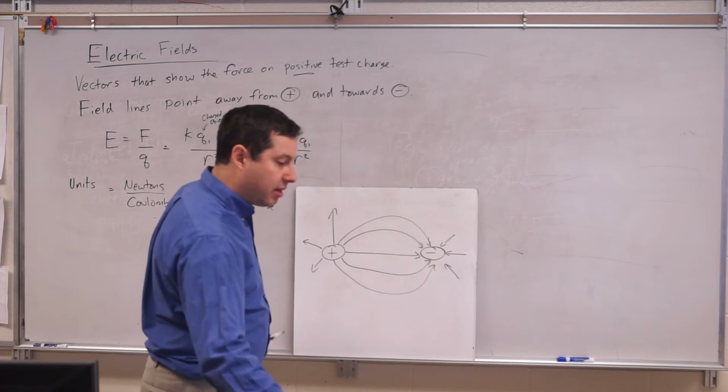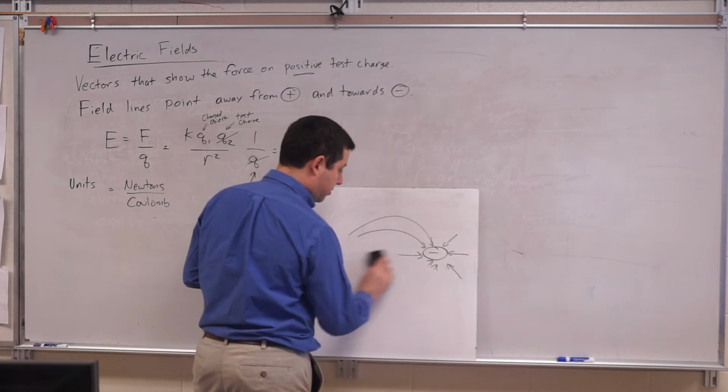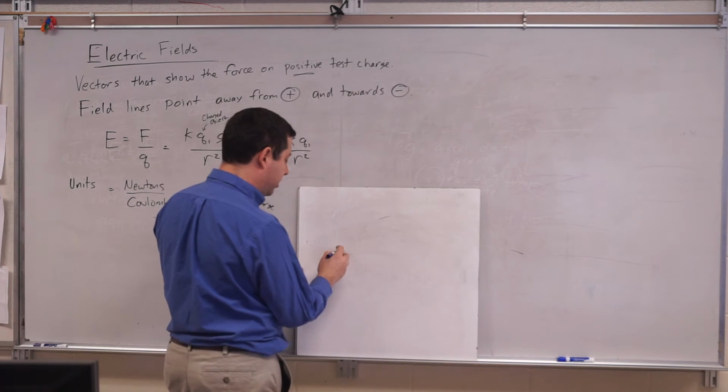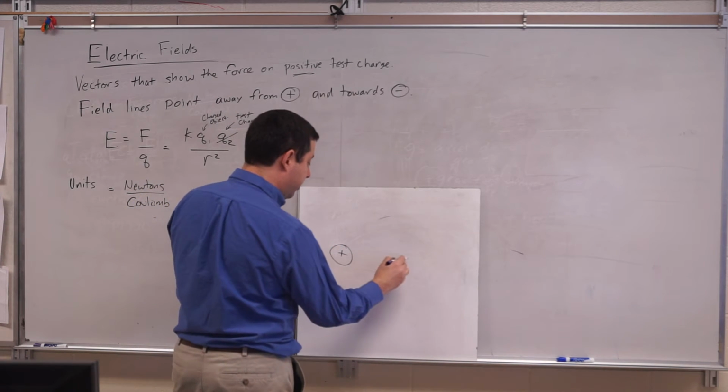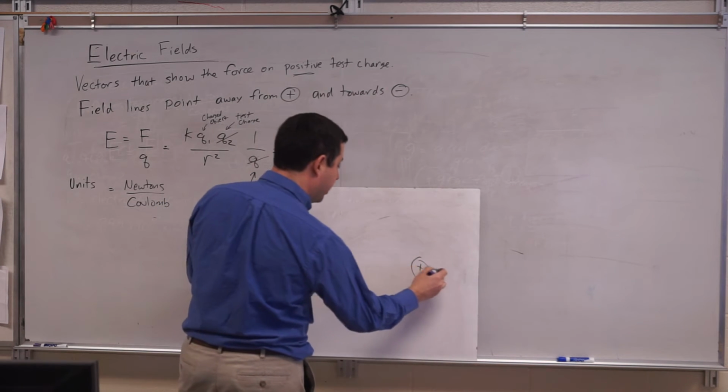What if you end up getting something that is two positives? By the way, if you need to rewind that and write that down, please do so. Positive. So we know that lines point away from positive.